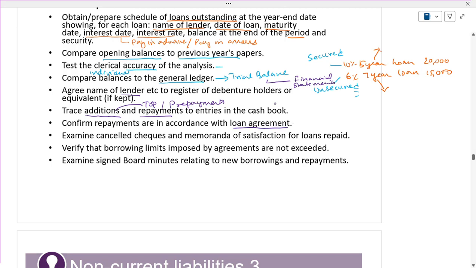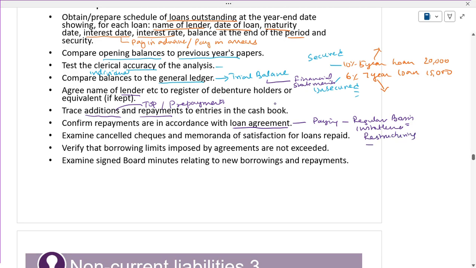Are we paying on a regular basis or not? That's what confirming repayment in accordance with the loan agreement means. Installments: are we paying installments correctly? Any negotiations, any prepayment, any post payment, any restructuring.